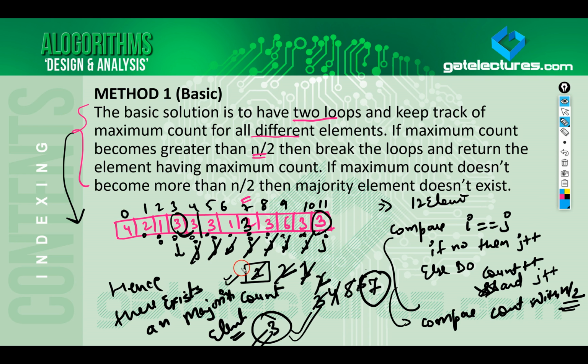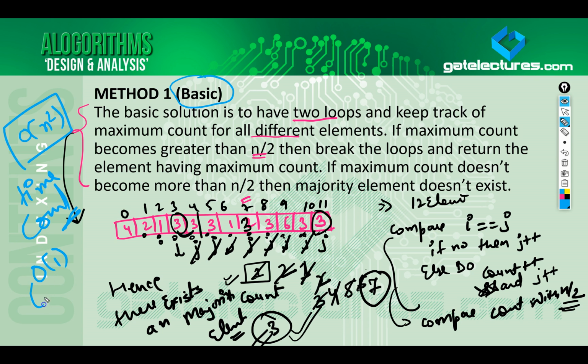Now this is the easiest method, or even the most basic method to solve this problem, but this method will take order of n squared time. It is order of n squared as a time complexity. And what will the space complexity be? Space complexity will be order of 1.